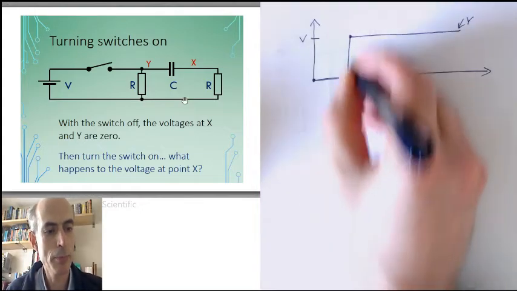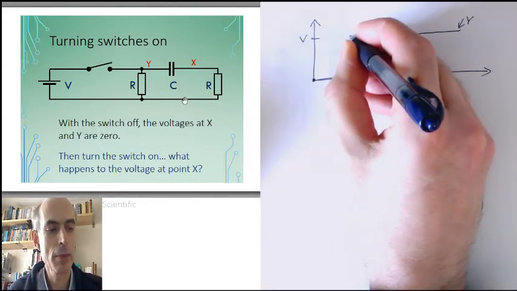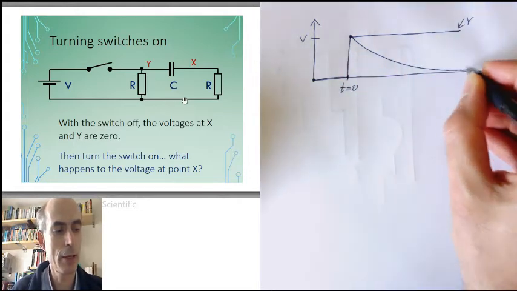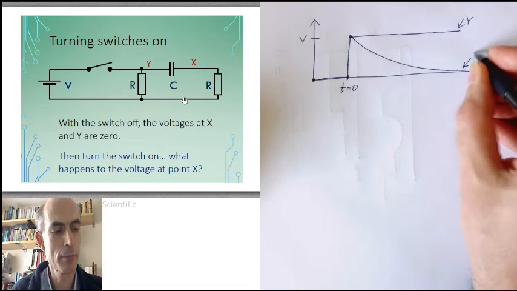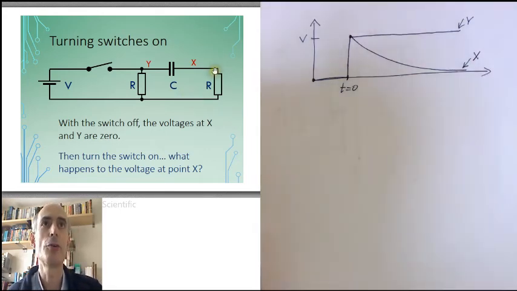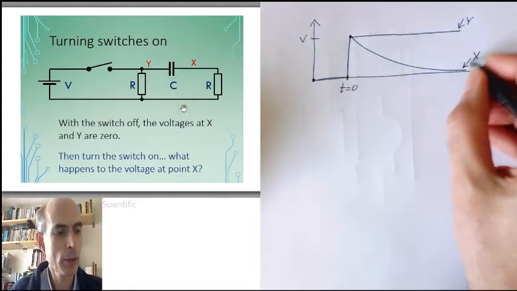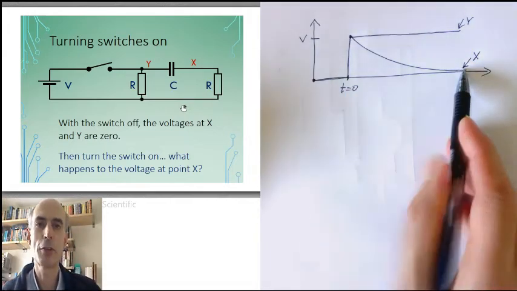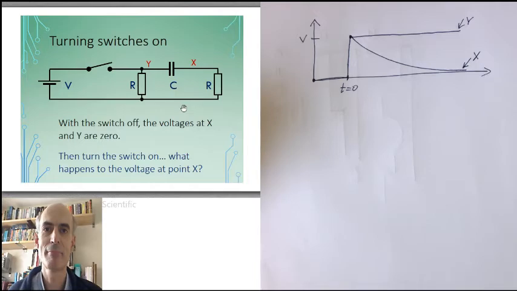So what will happen? X will jump up to V, and then it will start to go down. And eventually, after long enough, it will get down to approximately 0, at which point there is no voltage across this resistor, therefore no more current flowing through, therefore nothing changes in the circuit. So we'll get a waveform like this for point Y and a waveform like this for point X. As ever, we can try this on the simulator.